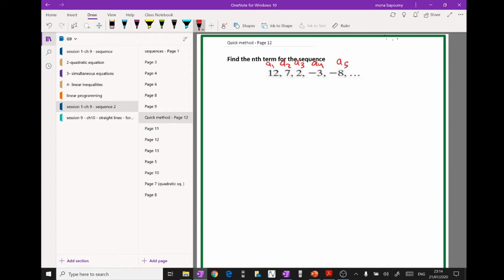First of all, we have to find the common difference. He said that this is a sequence, so find the common difference. Common difference is d equal A2 minus A1. Directly, 7 minus 12 is equal to negative 5. So the first thing we have is the common difference, which is negative 5. Here also negative 5, here negative 5, here negative 5.